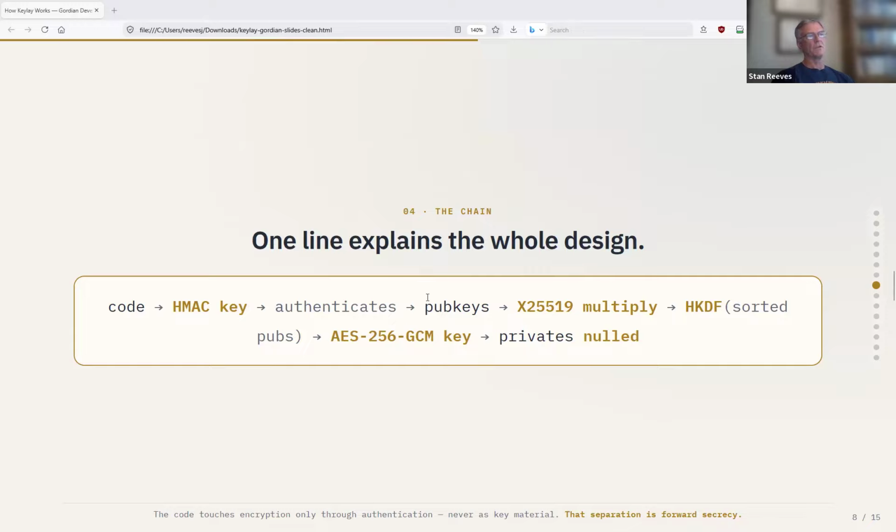The private keys that generated these public keys are nulled out so that there's no risk of those somehow being revealed at some point.